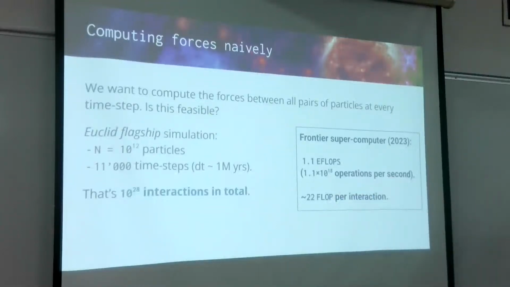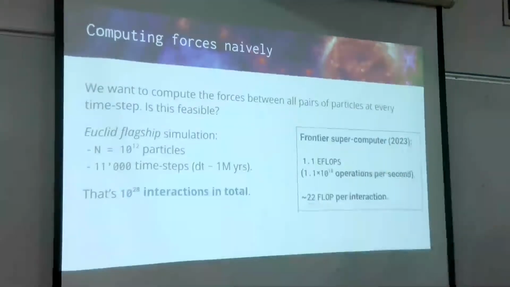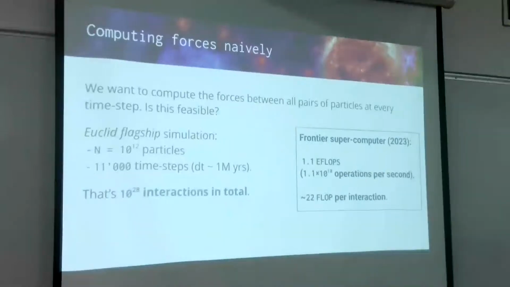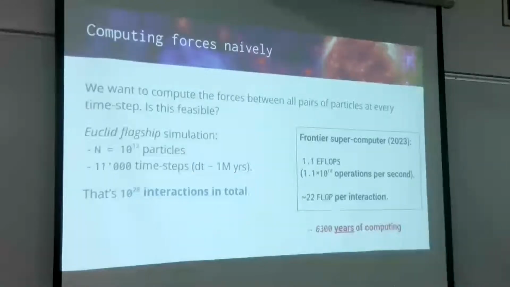One gravity calculation between two particles costs you 22 math operations, on average. So I have 10 to the 22 interactions times 22, and if I divide that, that tells me how many seconds until I finish. That's 6,300 years. Okay. So if you have very good friends that lend you this computer to play with, they need to give you the computer for 6,300 years for you to finish the calculation. So again, that's not going to happen.